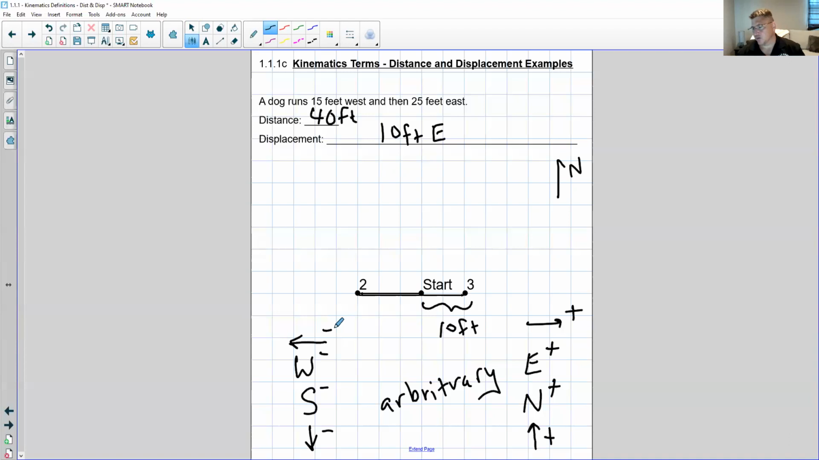Common definitions. So here, as long as we all understood that our system was aligned east-west and that east was positive and west is negative, we would be justified in saying that our final displacement is plus 10 feet. We can also set up a calculation to show this.